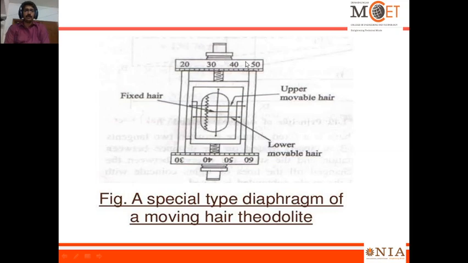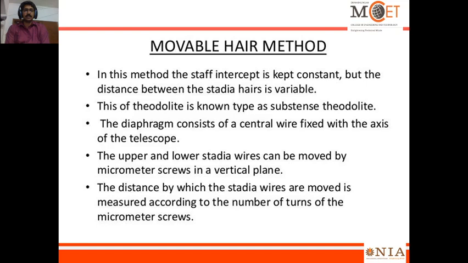This micrometer screw, based on the number of rotations, tells how much we have varied the distance of the stadia intercept, which can be measured. Here there is a measurement also. This setup will be the additional setup in the diaphragm of the theodolite, right? So such a theodolite is called the subtense theodolite. The distance by which the stadia wires are moved is measured according to the number of turns of the micrometer screws.